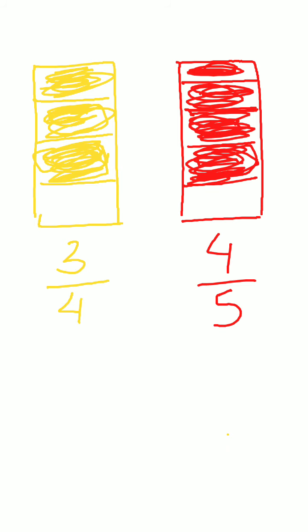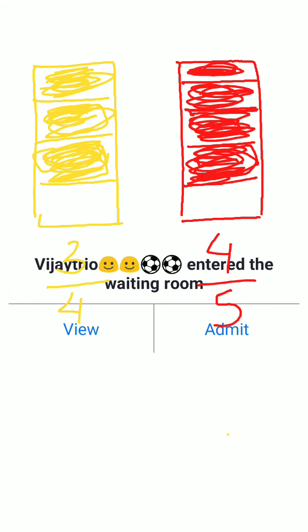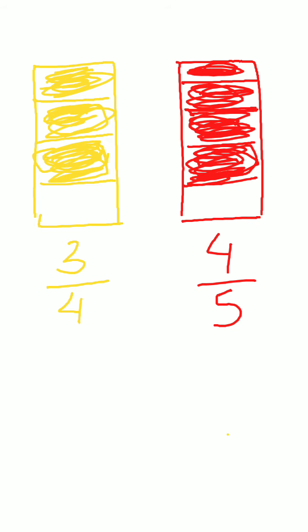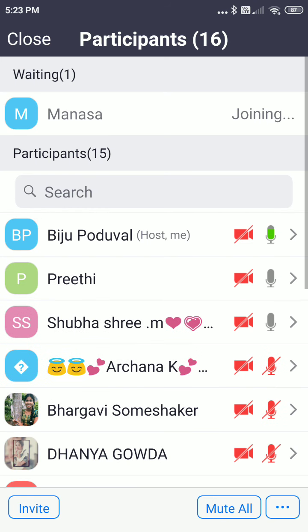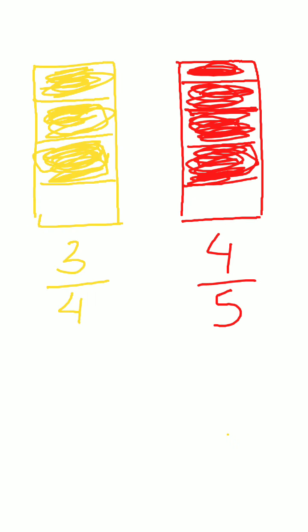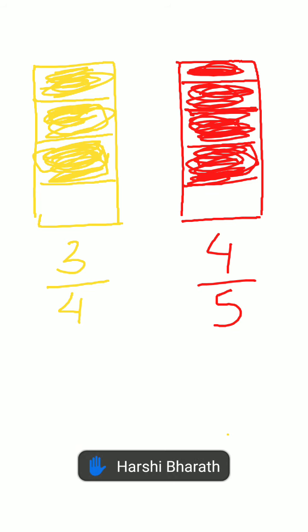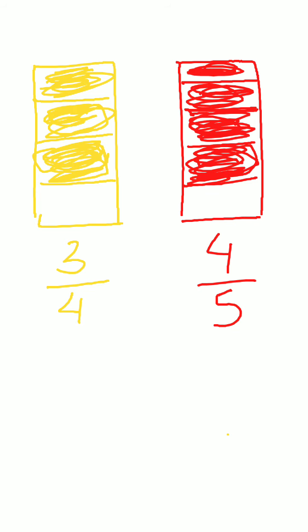Think. Children, hold on. I have two chocolates of the same size. One chocolate I divide. Hold on, children. Mute yourselves when I'm talking. Look at the picture. I have two chocolates. One is yellow color and one is red color. They both are of the same size. Now the yellow chocolate I divide into four equal pieces, and the red chocolate I divide into five equal pieces. Which piece will be bigger, yellow piece or red piece?